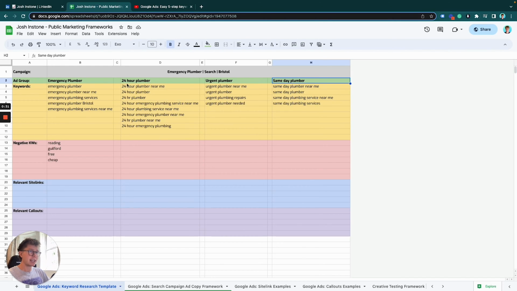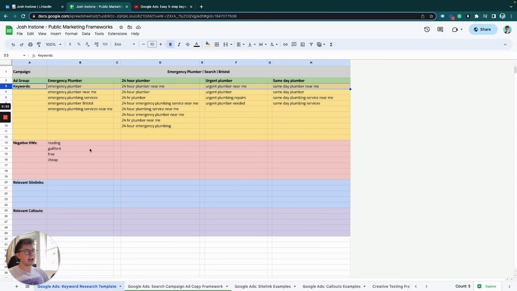But in summary, this framework is built per campaign. So I start with a campaign in mind that I have, and then I split it into the ad group themes. And then from the ad group themes, we have our keywords in here. And please note how I like to keep my keywords as similar as possible. I don't like to throw in keywords that aren't related to the theme of that keyword group, the ad group.